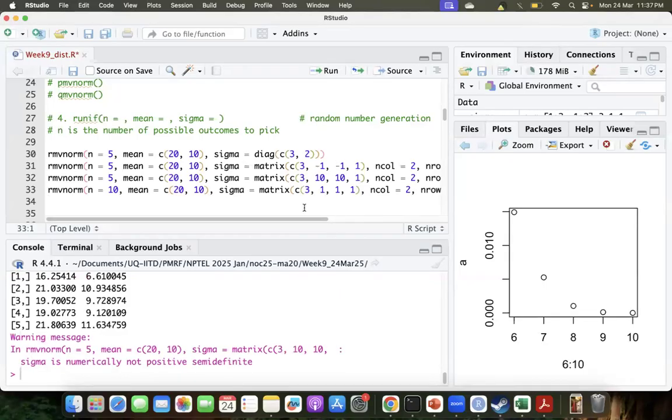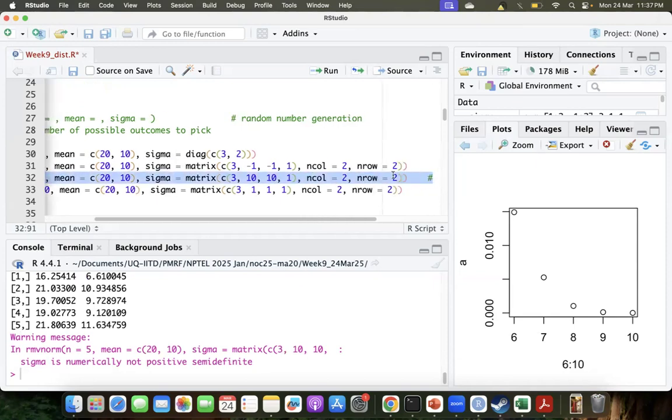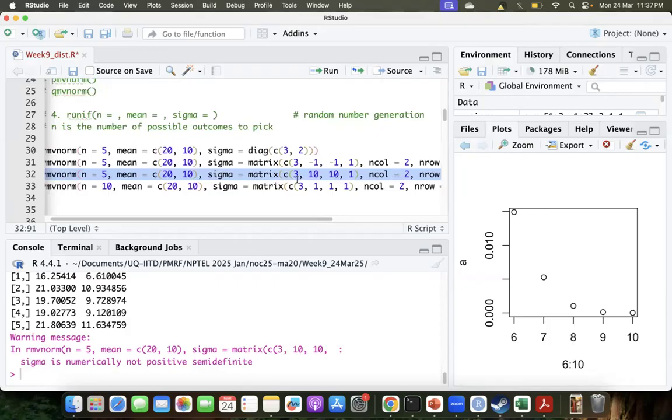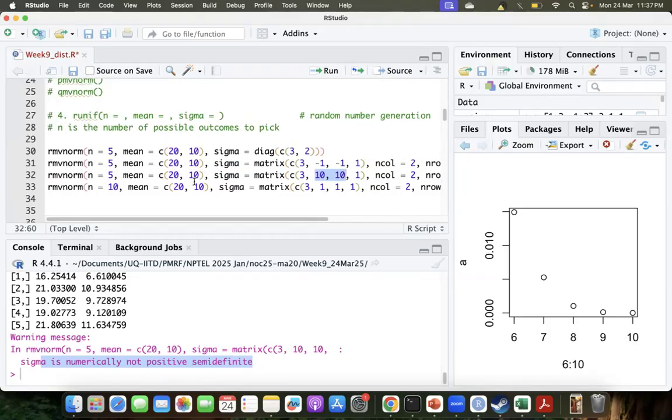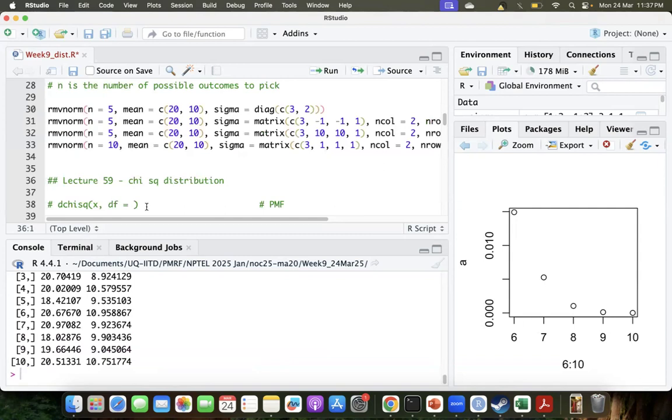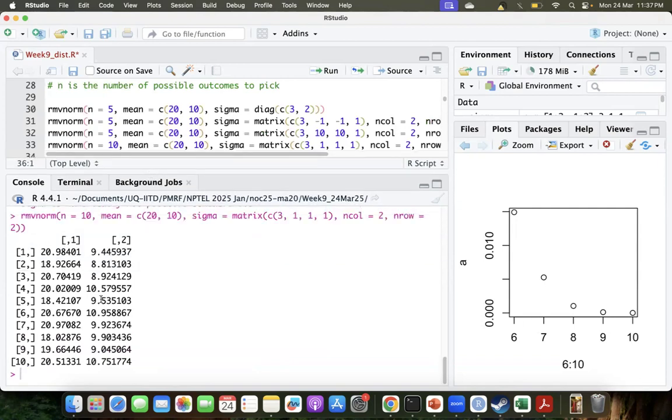Now this thing here, line number 32, it looks like it should be okay. But two distributions which have 3 and 1 as the variances cannot have 10 as the covariance. So sigma is numerically not positive semi-definite. So again, there are some restrictions on the matrix itself. It's not that you can just plug in any random value. It needs to be possible. These are just some examples.